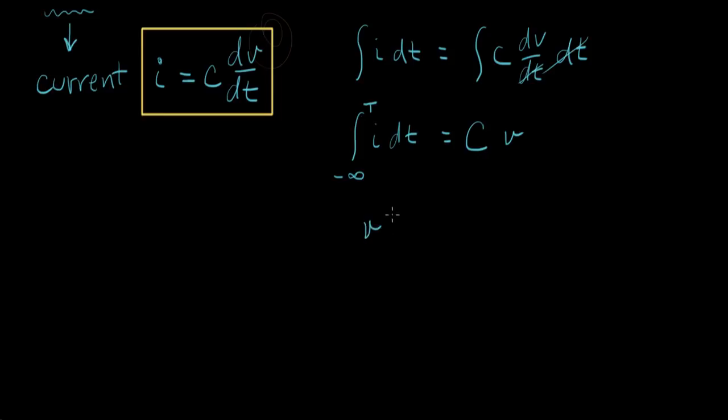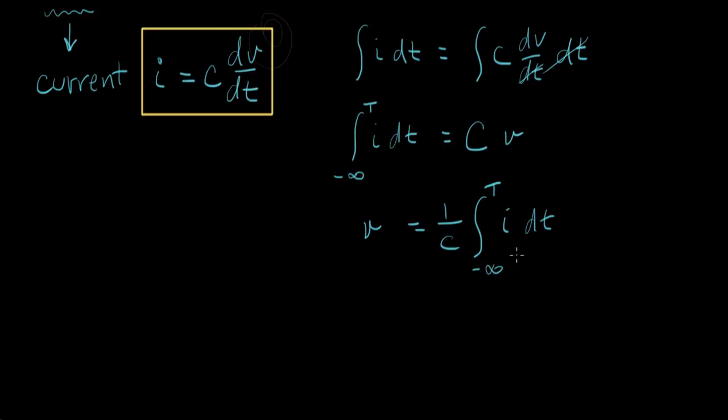And then I can write this 1 over C. This is the normal looking version of this equation. I dt from minus infinity to time t. Time big T is time right now. And what this says is that the voltage on a capacitor has something to do with the summation or the integral of the current over its entire life, all the way back to t equals minus infinity.